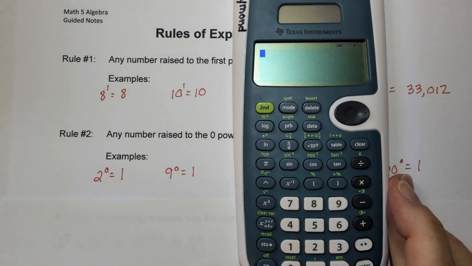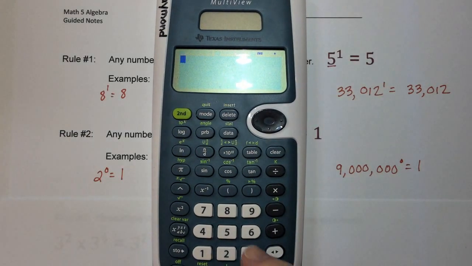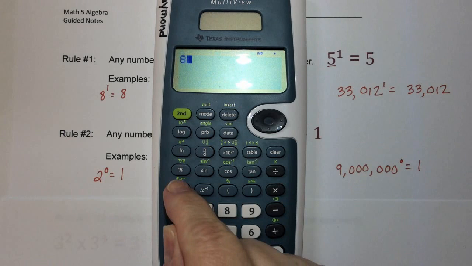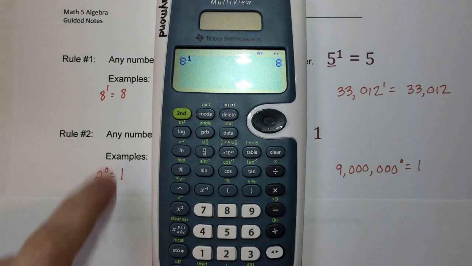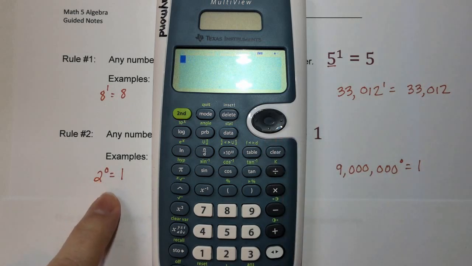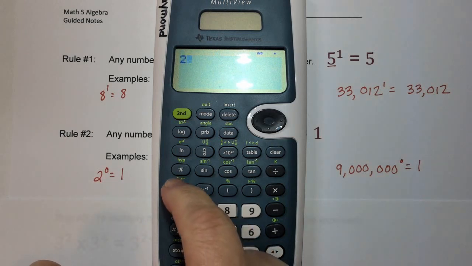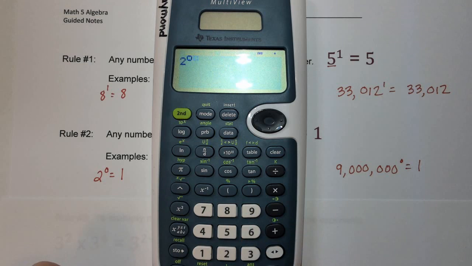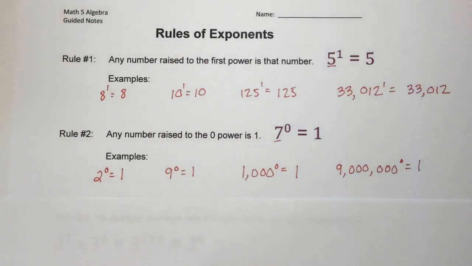Let's try both of these. Let's try 8 to the power of 1. Remember we talked about this caret symbol last time? 8 to the power of 1, enter, and there it is. It gives you 8. Let's try 2 to the power of 0. You probably didn't try any to the power of 0 last time. 2, caret symbol, 0, enter, and there it is. Your calculator is pretty smart, and it's going to have the right answer for you, number 1.